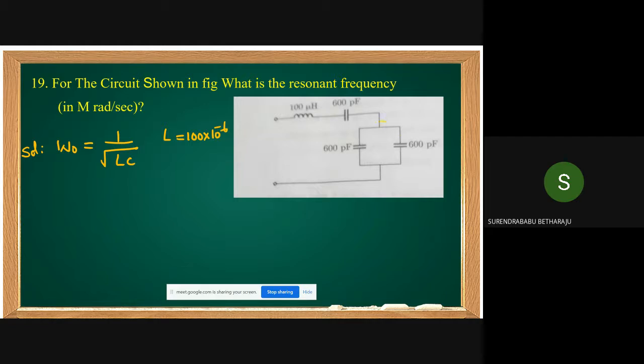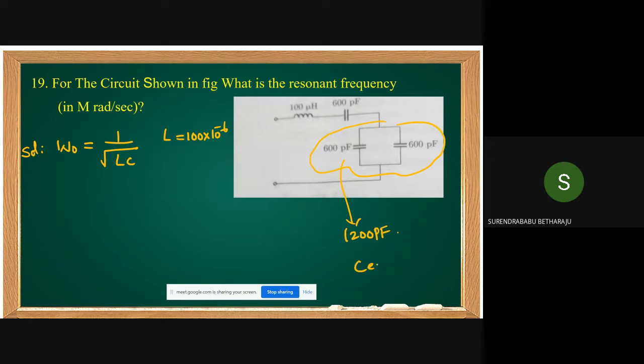This C and C are in parallel. What is the resultant? 1200 picofarads. A parallel combination of capacitors is directly added, exactly opposite to the resistance concept. This 1200 is in series with the 600. 1200 in series with 600.